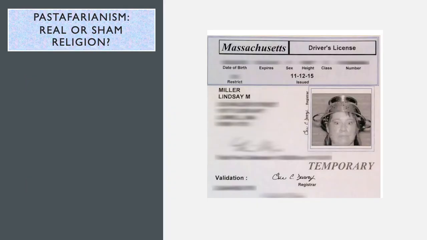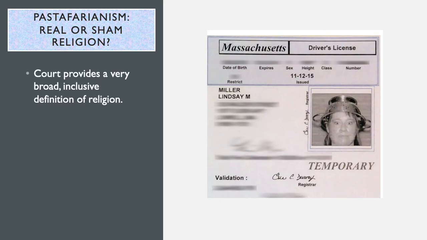And so that brings us back to Pastafarianism. Based on the way that the court defines religion, Pastafarian would fall in the category of religious protections because it's an ideology that plays a role in that person's life and people's life that is on par with religion. So the court provides a very broad, inclusive definition of religion.